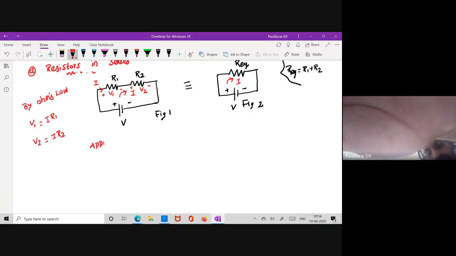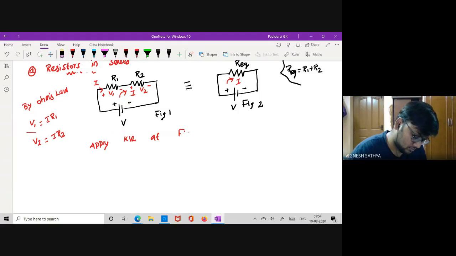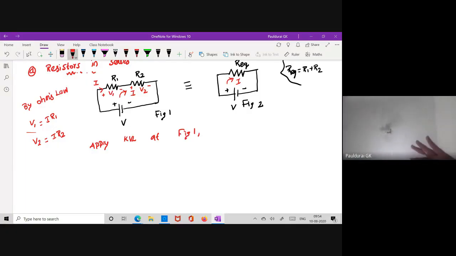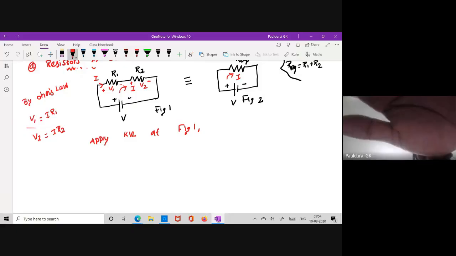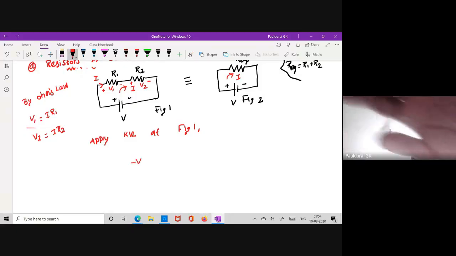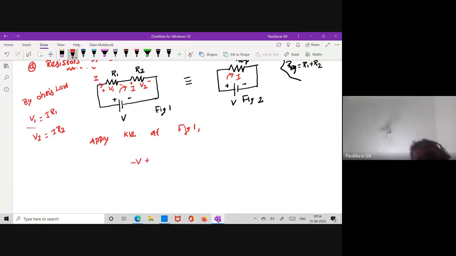Now apply KVL at figure 1. You know how to apply KVL, right? So this is minus to plus, so minus V. Again this is plus to minus, so plus V1, and then plus V2, which is equal to 0. So it becomes V equal to V1 plus V2.